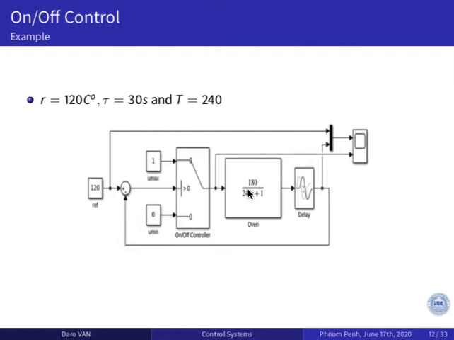And we have the transport delay block in Simulink. This is for the delay, and then the signal is fed back to this junction. It compares against the reference value, in this case 120 degrees, and then sends it to the on-off control. In this case it's just a switch. If the signal is larger than 0, we switch to 1, and if it's less than 0, it will switch to 0, and then it's sent to the plant.